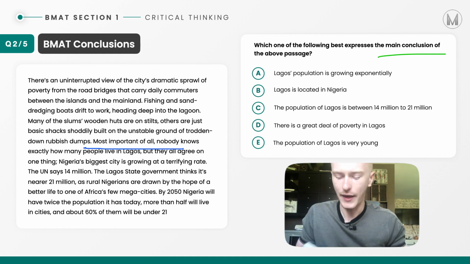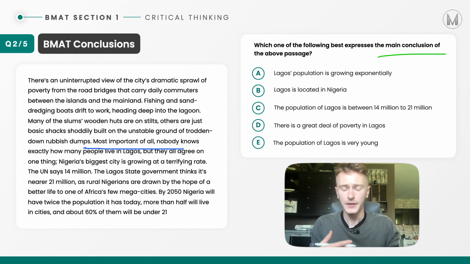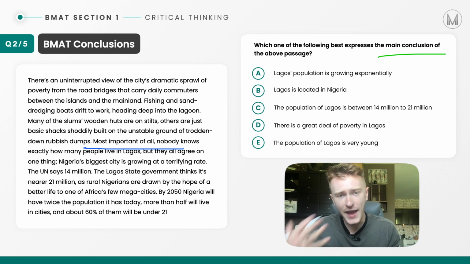I'm just going to highlight that there. This is really key because that's a linking word, and actually that tells us that the conclusion is just about to follow. We then read that nobody knows exactly how many people live in Lagos, but they all agree on one thing. Nigeria's biggest city is growing at a terrifying rate. And I think ultimately that is the conclusion. It said most important of all, everybody agrees.